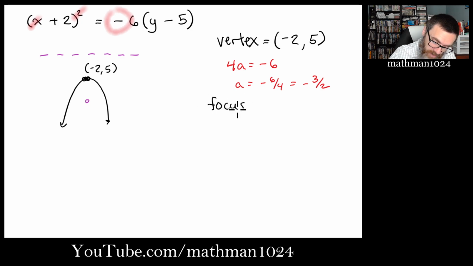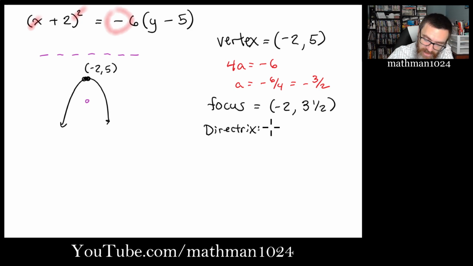All right, so in the previous videos, we've been finding the focus first. So because of the orientation, the x-coordinate doesn't change. It's still negative 2. But now we're going to take 5 and we're going to subtract the 3/2 because we're going down 3/2. Remember 3/2 is just 1.5. So 5 minus 1.5 is going to be 3.5. No big deal.